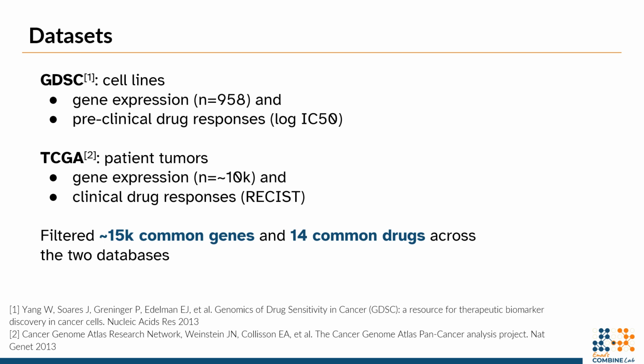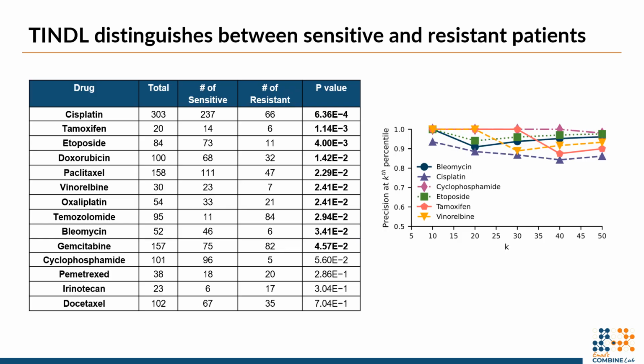In our study, we use cancer cell lines from GDSC and patient tumors from the TCGA project. We only evaluated on 14 drugs that are common between the two databases and have a sufficient number of testing samples. We used a one-sided Mann-Whitney U-test to check if our model could distinguish between sensitive and resistant patients. We observed that our simple model segregates the classes in 10 out of the 14 drugs, which actually outperforms several other models and baselines.